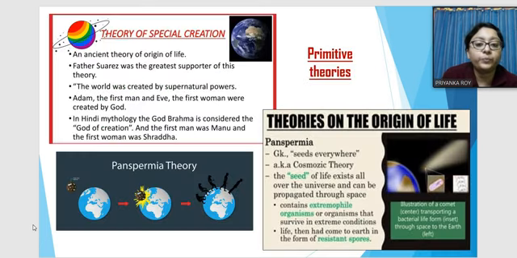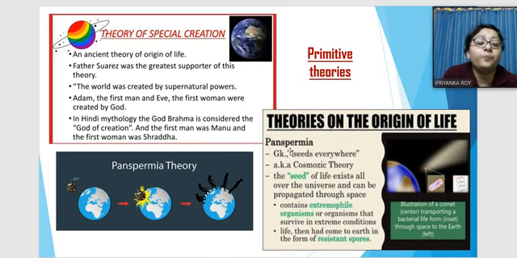So the first theory, which is now discarded, is the theory of special creation given by Father Suarez. He gave this theory that there were some supernatural powers, and like we have all heard of Adam and Eve and how they were created by God. So this theory was given by Father Suarez, and of course it was not considered a correct theory, or there was not any truth behind it.